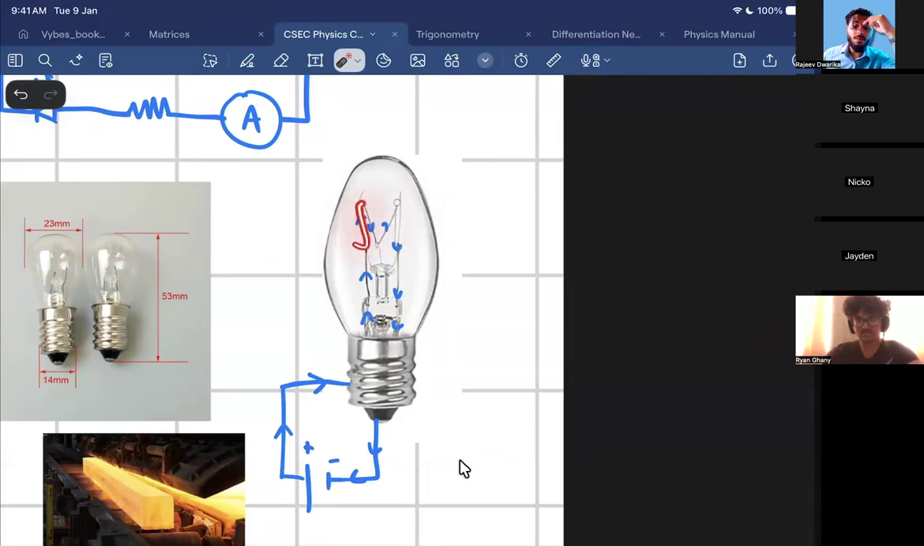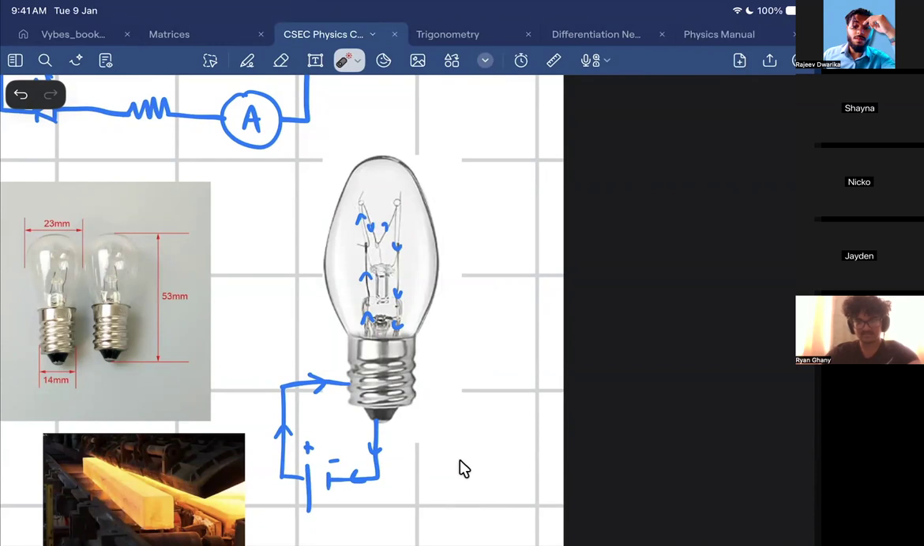The fact that this metal is getting hot produces light, and a bulb doesn't care about the direction of current. It does not care about the direction of current. If I reverse the polarity, it's still going to light up.